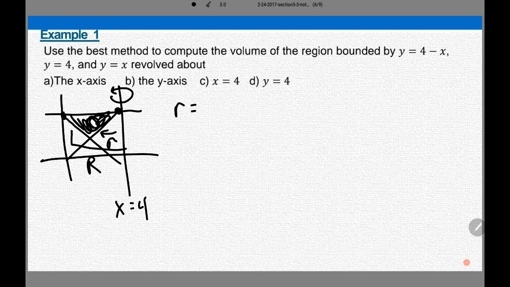So again, we're doing this with respect to y. My capital R is going to be 4 minus y. And that actually just ends up being y. And then I do my volume.